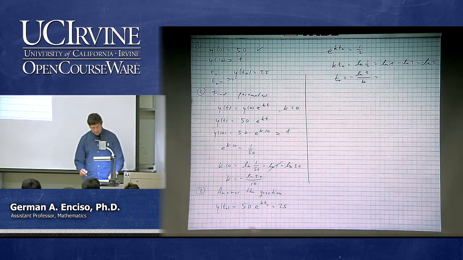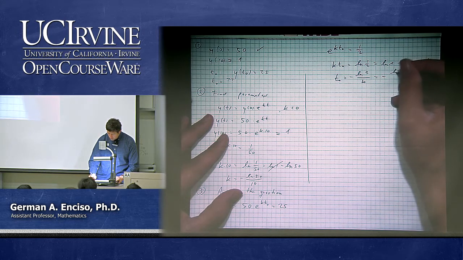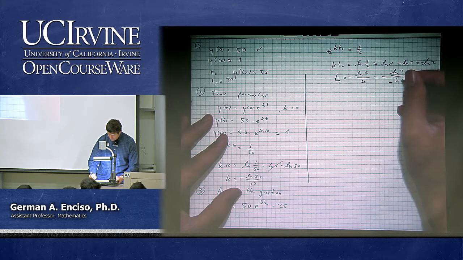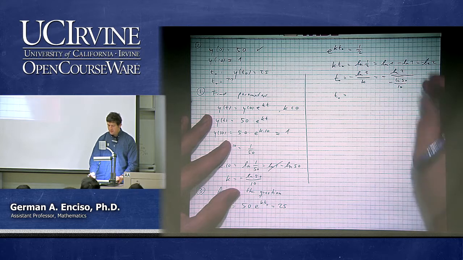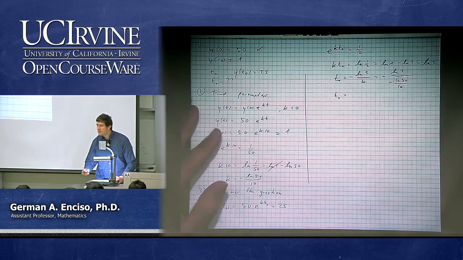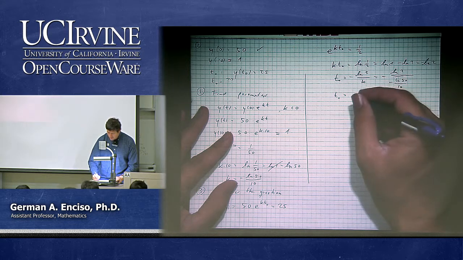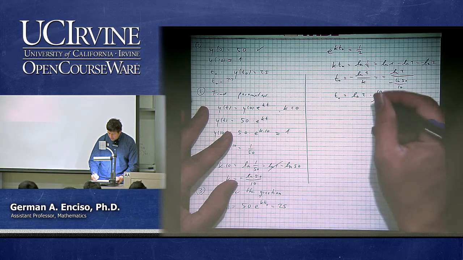But k we know what it is. It's equal to minus ln 50 divided by 10. So t0 is minus log 2 divided by minus ln 50 over 10. Now, dividing by a number is the same thing as multiplying by its inverse, by its reciprocal. So this minus cancels out with that minus, and this is the same thing as log 2 multiplied by 10 over log 50.